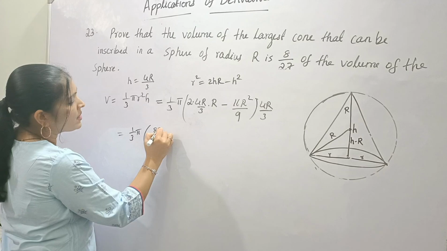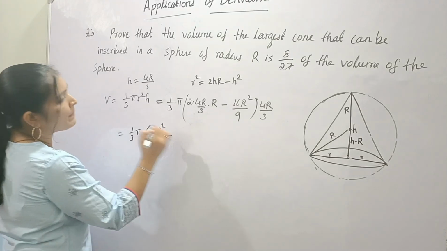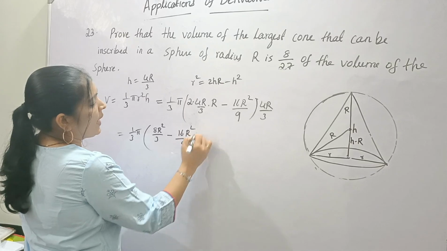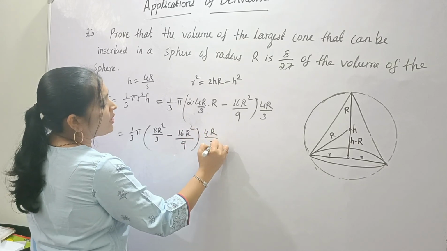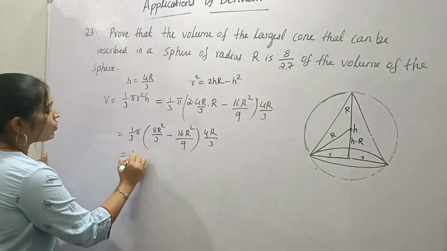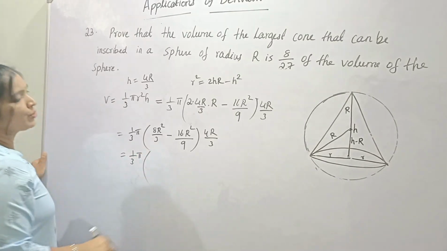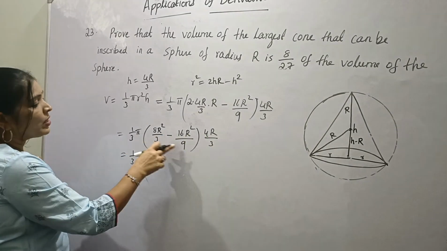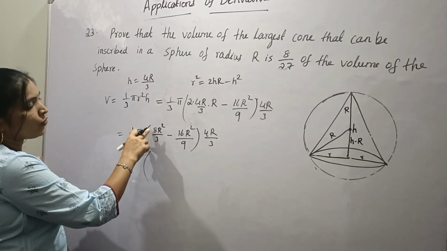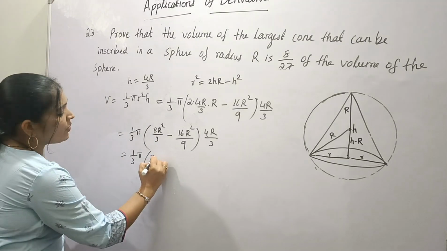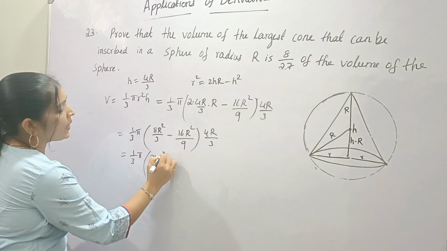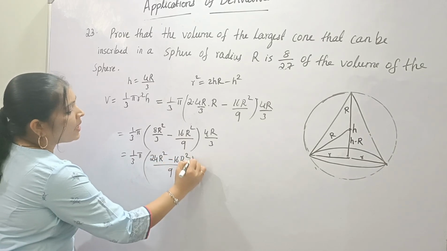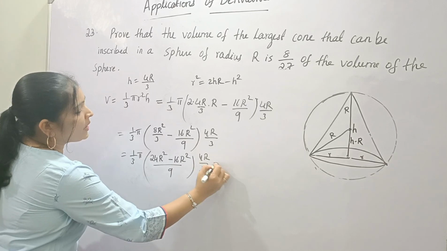Then 1/3 π into 8r²/3 minus 16r²/9 into 4r/3. That is equal to 1/3 π into, let's multiply this one, and first of all let's take the LCM. So 9 is the LCM, so we have to multiply by 3 here. So it will be (24r² − 16r²)/9 into 4r/3.